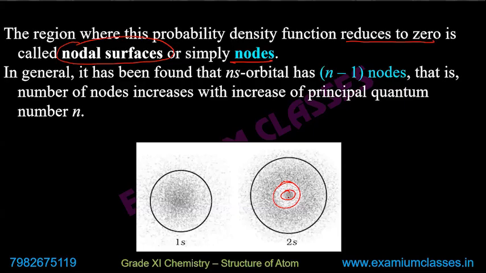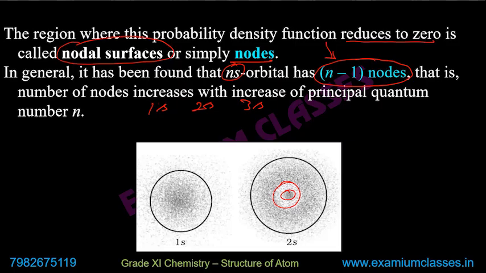In general, it has been found that an ns orbital, meaning 1s, 2s, 3s, etc., has n minus 1 nodes. These formulas are required. Very common questions will appear from here. Total nodes n minus 1. I will be talking about two types of nodes. Total number of nodes n minus 1.